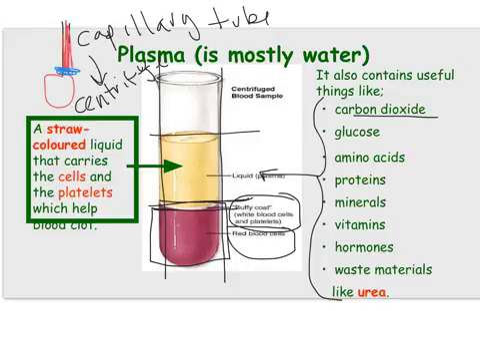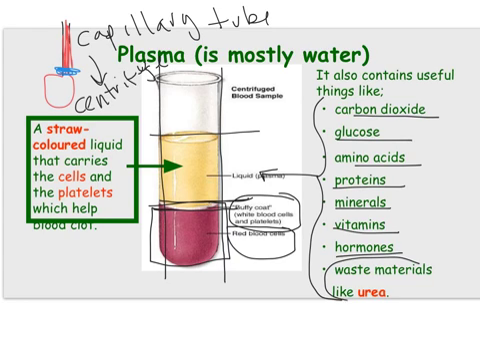So we have carbon dioxide, we have glucose, amino acids, proteins, minerals like iron, vitamins, and hormones that are chemical messengers. And we have waste products like urea that are eventually going to be transported to the kidneys and excreted as urine.